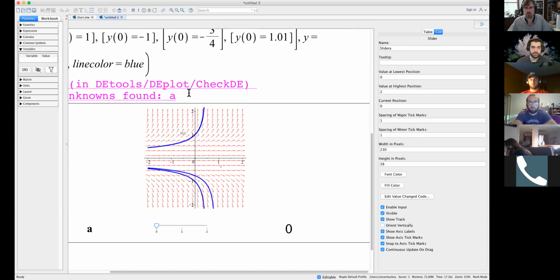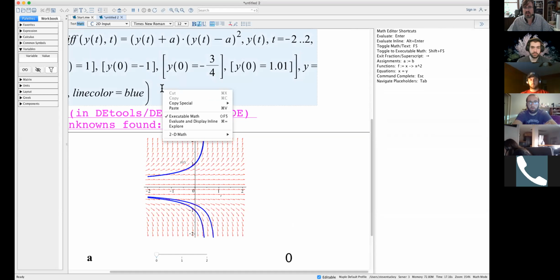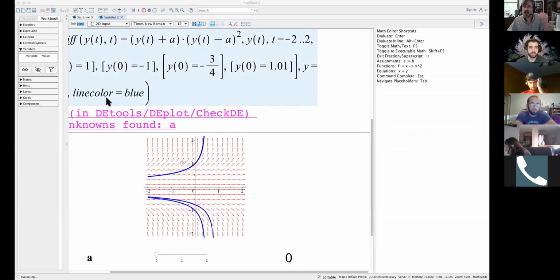Let me do one more thing. I'm going to go back up here and hit explore as an option. Unfortunately, you won't be able to see it, but I'll describe what I'm doing. I hit explore, and then again, I'm going to click on skip for all the things that might vary, things like the color blue, the T, the Y, the line color. I don't want those to be slider bars. I only want the A to be a slider bar.